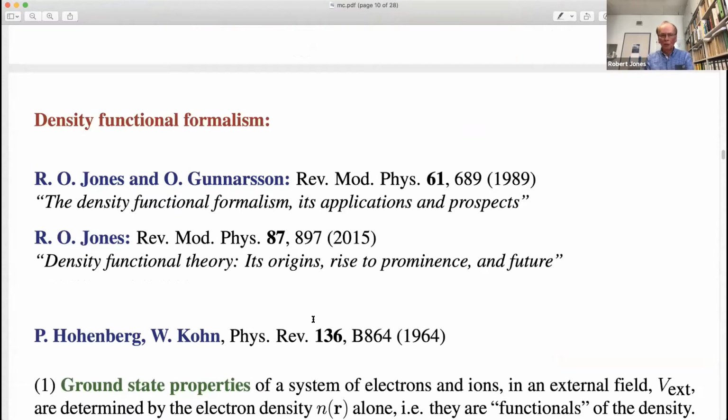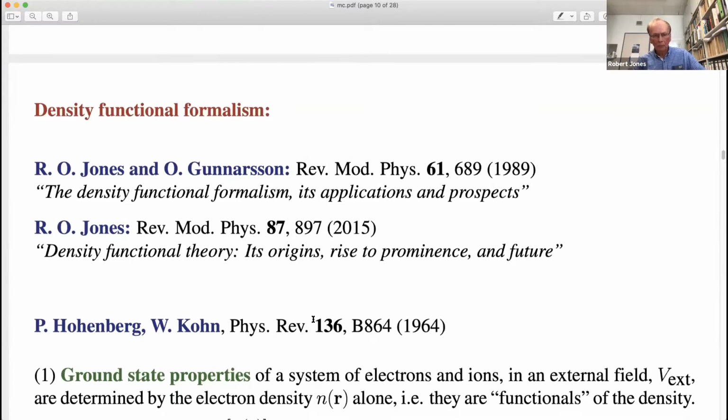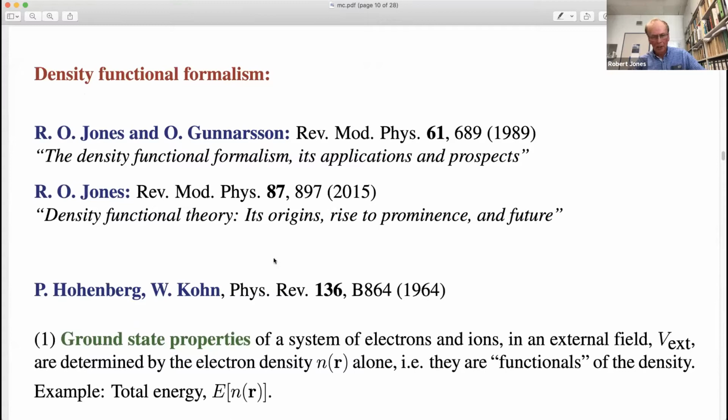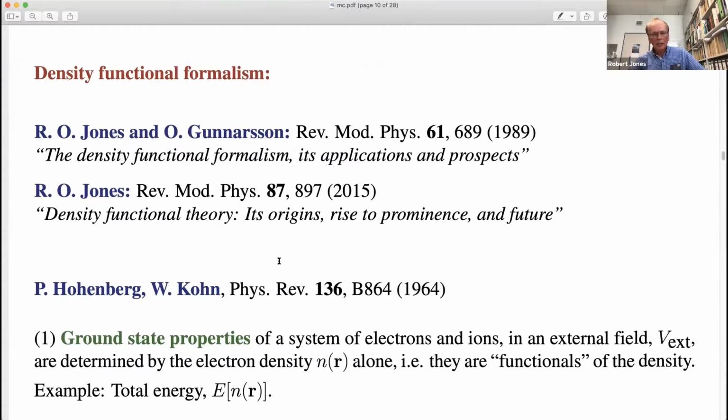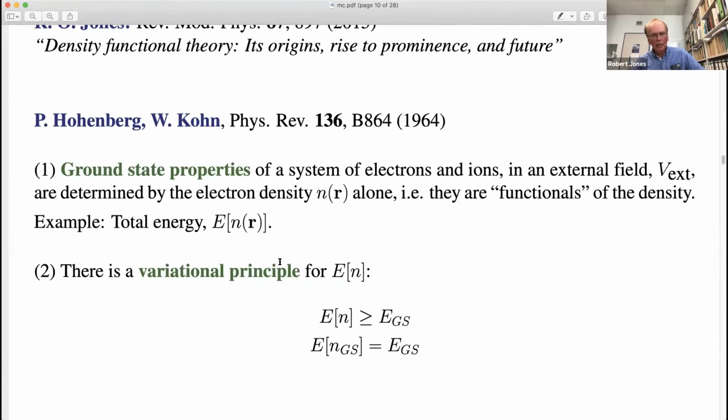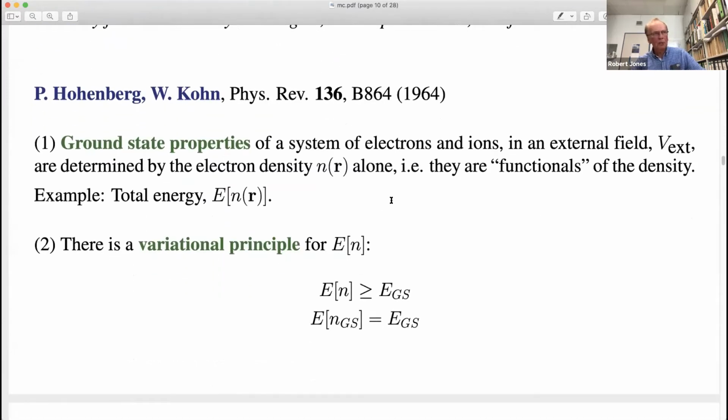I've been involved in density functional theory, as I was introduced, a long time, and I've written two review articles. As I said, I'll pass my talk on to the organizers so that all of the references can be obtained. The most recent and much more up-to-date one was in 2015. The density functional theory aims to calculate ground state properties of a system of electrons and ions in the field of the nuclei. And it says that they are functionals, they are determined by the electron density alone. In other words, if you know the electron density, you can, in principle, determine ground state properties.